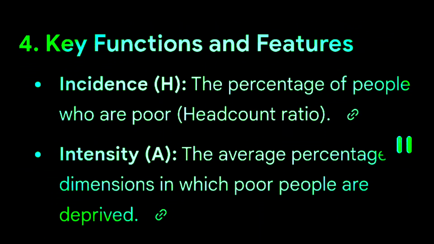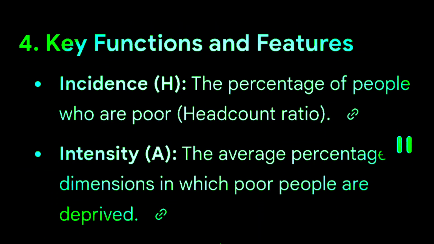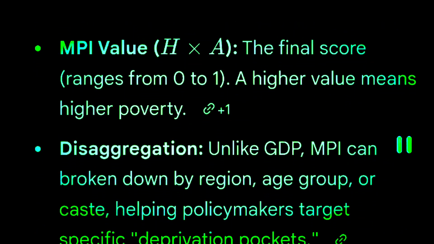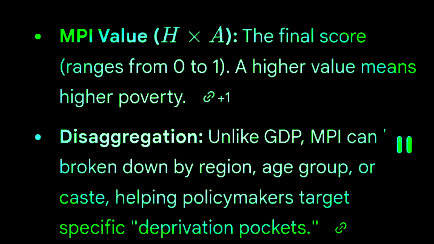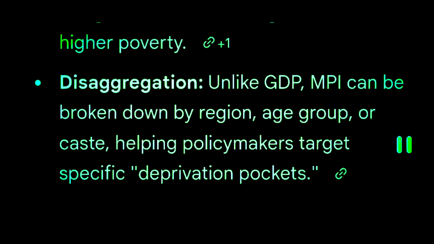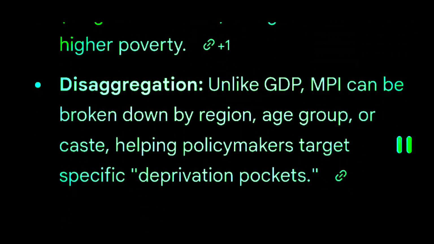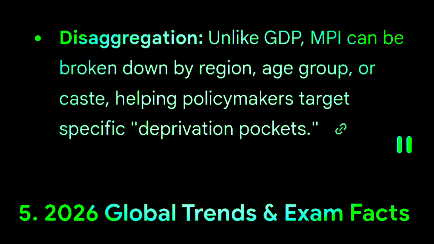4. Key functions and features. Incidence, H: the percentage of people who are poor, the headcount ratio. Intensity, A: the average percentage of dimensions in which poor people are deprived. MPI value: H times A, the final score, ranges from 0 to 1. A higher value means higher poverty. Disaggregation: unlike GDP, MPI can be broken down by region, age group, or caste, helping policymakers target specific deprivation pockets.